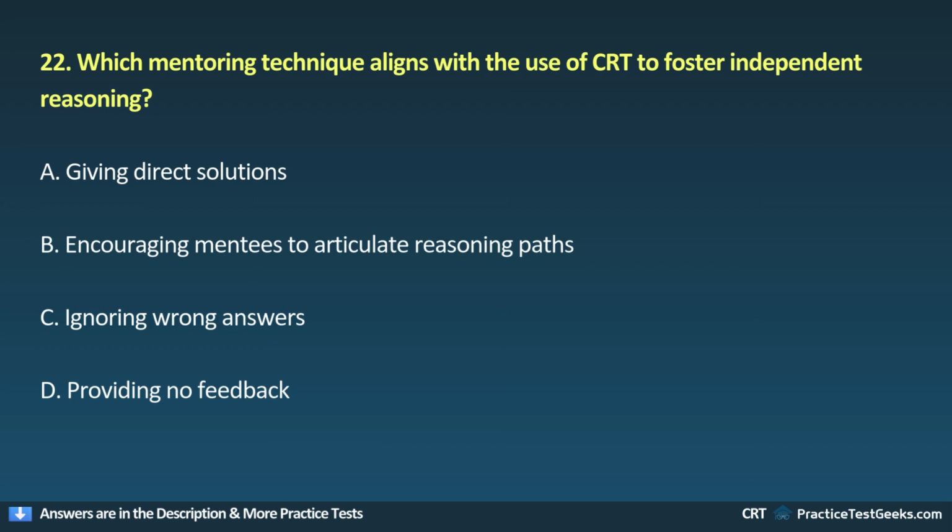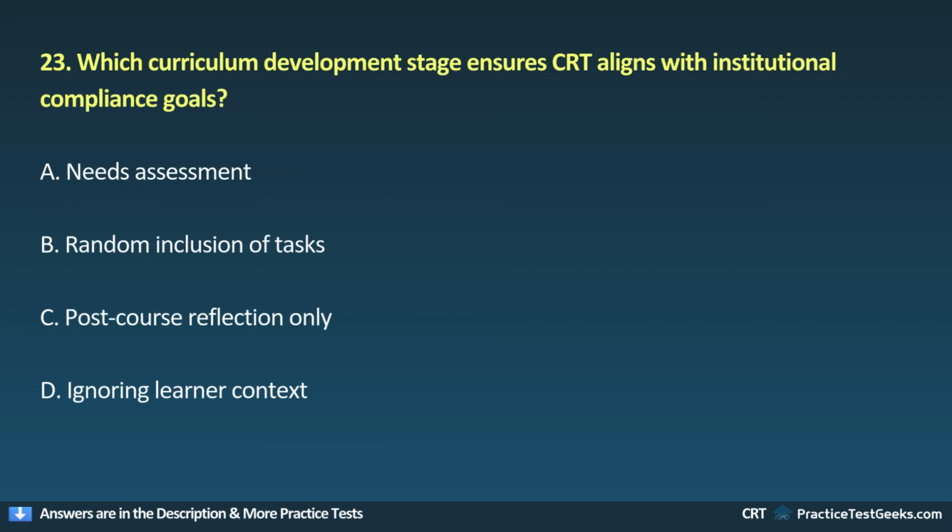22. Which mentoring technique aligns with the use of CRT to foster independent reasoning? A. Giving direct solutions. B. Encouraging mentees to articulate reasoning paths. C. Ignoring wrong answers. D. Providing no feedback.